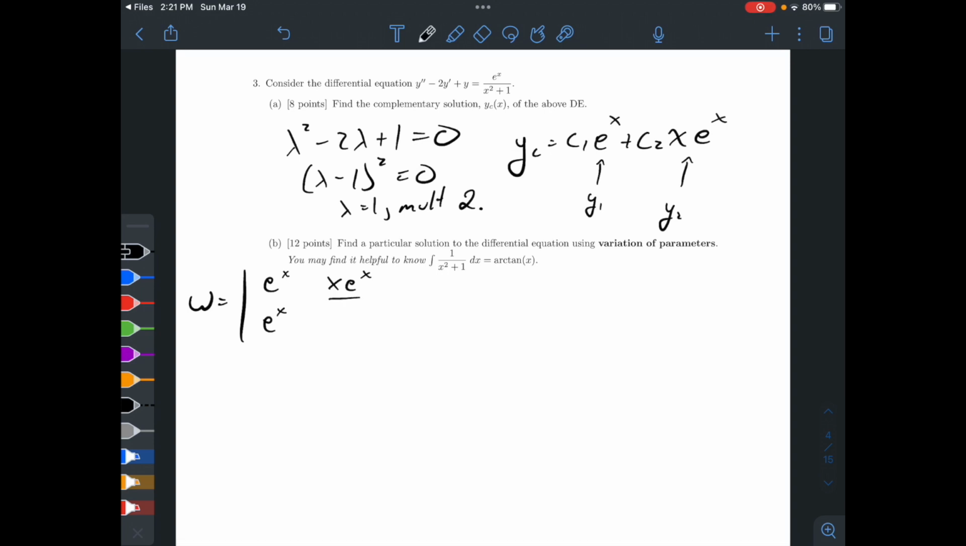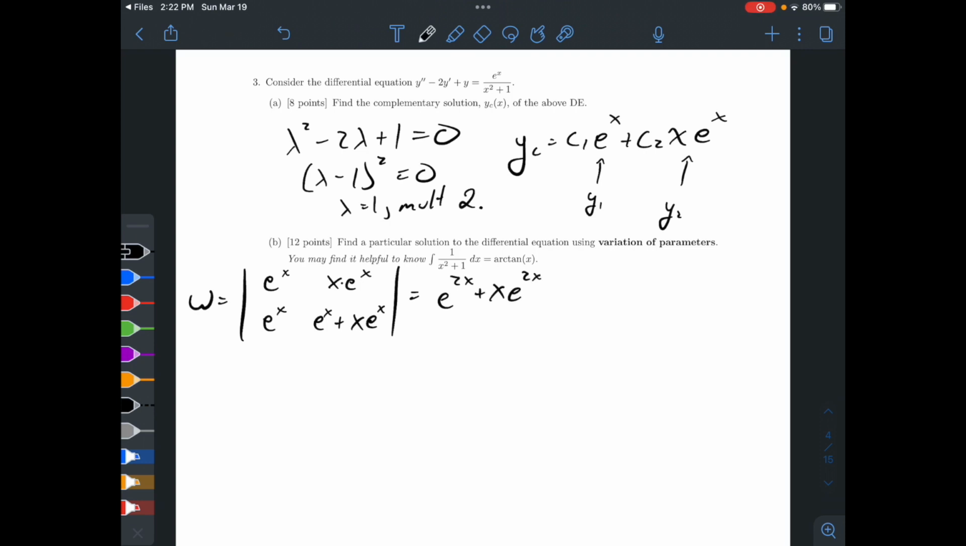Derivative of x times e to the x is going to be the derivative of x, which is 1 times e to the x, and then plus x times the derivative of e to the x. All right, now we'll do e to the x times e to the x plus x e to the x. Remember, e to the x times e to the x is e to the 2x. So this becomes e to the 2x plus x e to the 2x, and then minus this times this. So it's going to be x e to the 2x. The x e to the 2x's cancel, and we're left with e to the 2x.